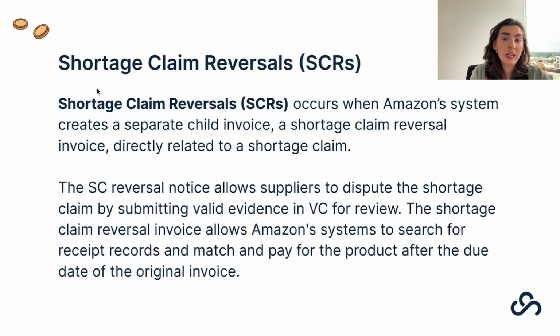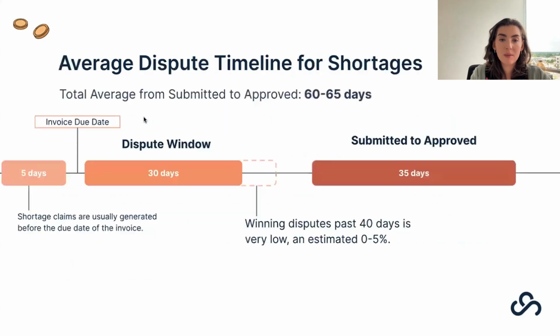And then shortage claim reversals, or SCRs, occur when Amazon's system creates a separate child invoice and a shortage claim reversal invoice directly related to the shortage claim. So the SC reversal notice allows suppliers to dispute the shortage by submitting valid evidence in Vendor Central for review. And the shortage claim reversal allows Amazon systems to search for the receipt records, match, and pay for the product after the due date of the original invoice. These we don't see as much either, but wanted to include it just for reference.